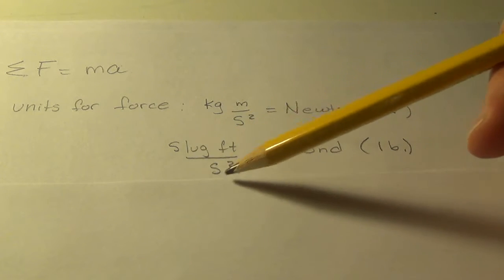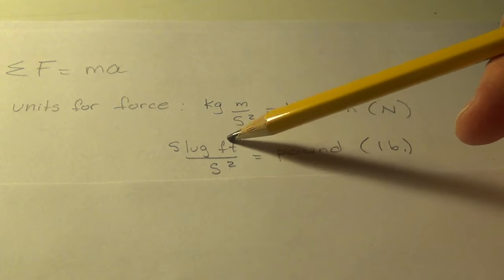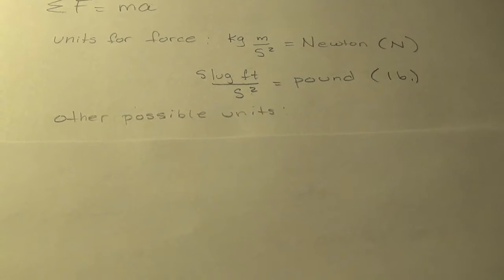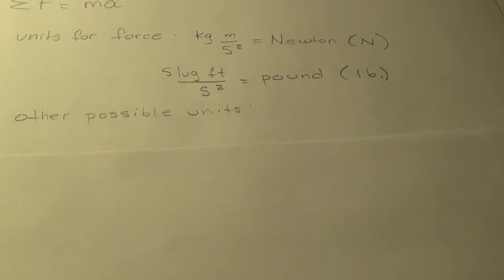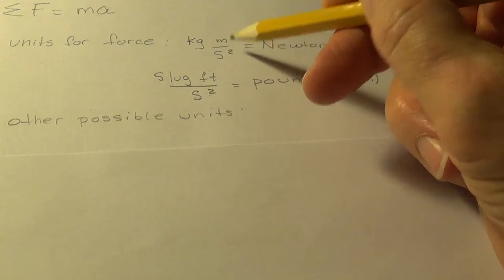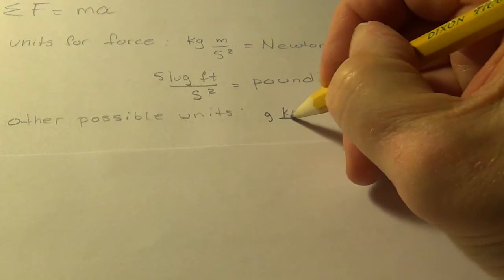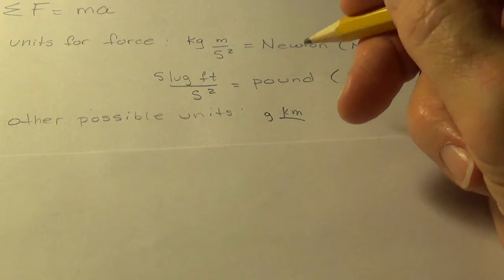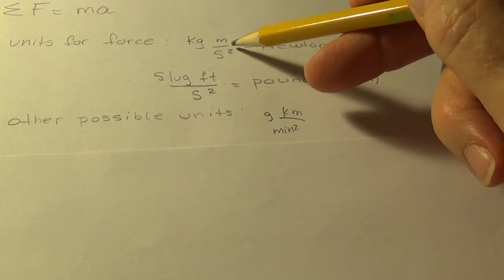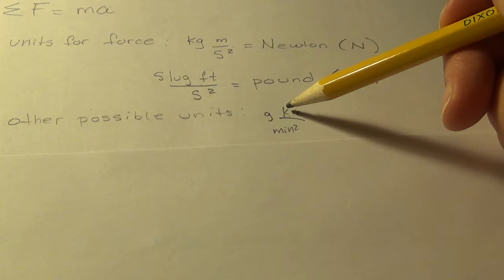And in the English system, mass is in slugs. You could have any unit for distance divided by time squared. So some other possible units could be, let's think of some. How about a gram, following this pattern? How about a gram kilometer per minute squared? So that shows this pattern, and it is a legitimate unit for force. Not a common one, but it is a possibility.